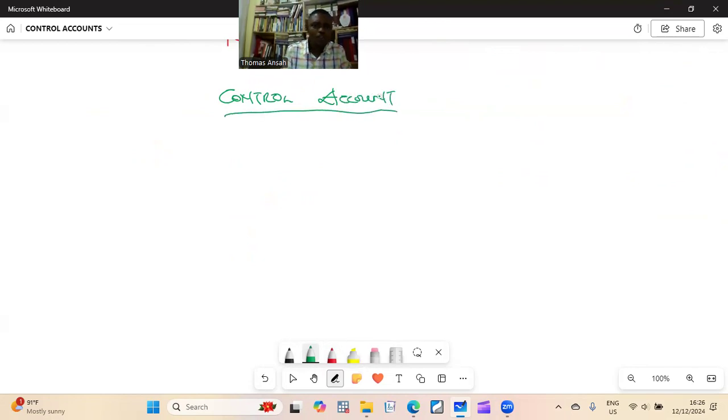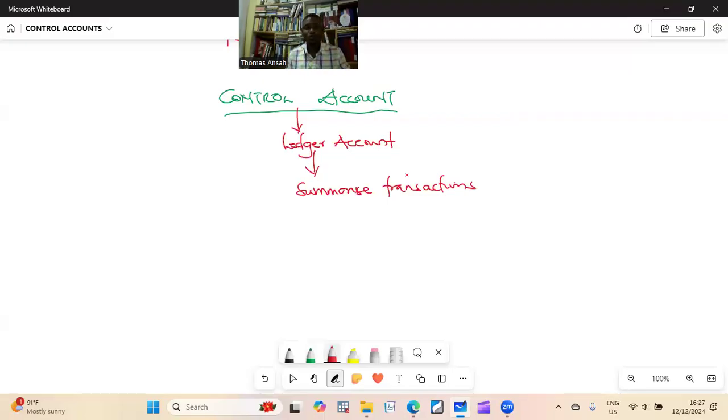Now, what is a control account? A control account is simply a ledger account that summarizes all the transactions in the ledgers. So first of all, you must understand that the control account is a ledger account, but the purpose is to summarize the transactions. It will be used to summarize all the ledger transactions. So that is what we are going to use it for.